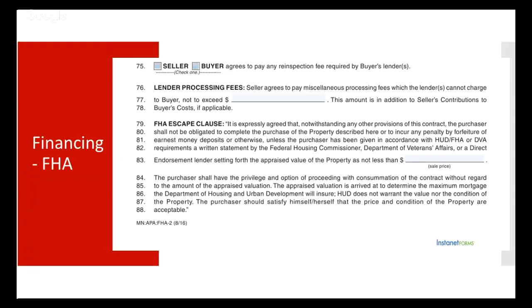The buyer is allowed to get their earnest money back. Now, conventional loans, if it doesn't come back at the appraised value, and we didn't add that other verbiage, technically, in theory, the sellers could maybe still force the buyers to move forward with purchasing that home if they have the money to do so still.